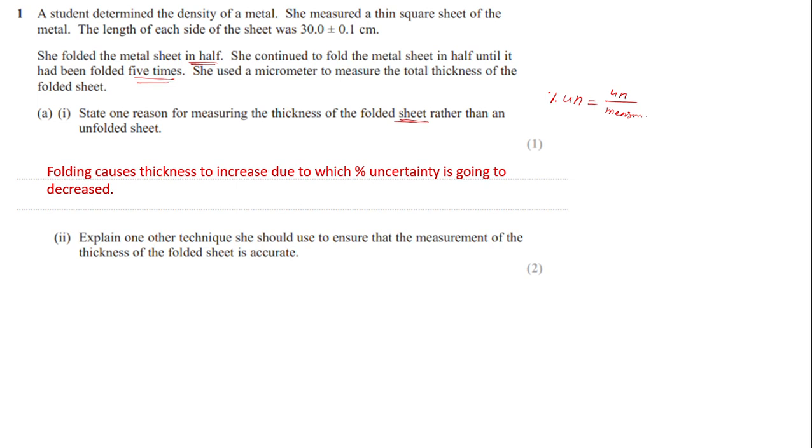Explain one other technique she should use to ensure that the measurement of the thickness of the folded sheet is accurate. Again, a typical question generally comes in the exam whenever they talk about measurement from a micrometer screw gauge, whether it is the diameter of a wire or some thickness. Generally we say that we should take multiple readings from different places or different orientations, and we should use the mean value in order to reduce random error. So that's how you can explain.